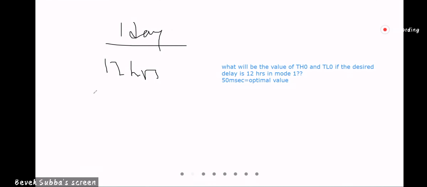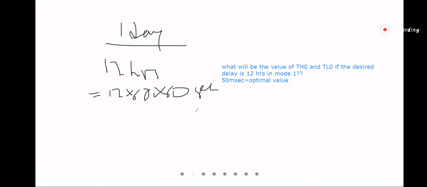12 hours, now in seconds. How many seconds will be there in 12 hours? How will you calculate that? 12 into 60 into 60, which is 43,200 seconds. You need to convert this into millisecond, and that value divided by 50.